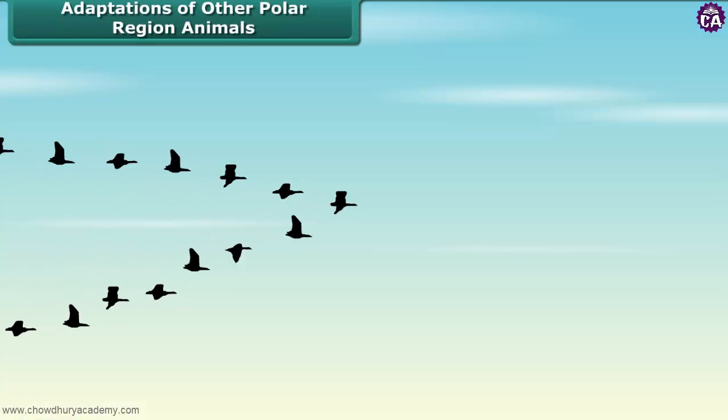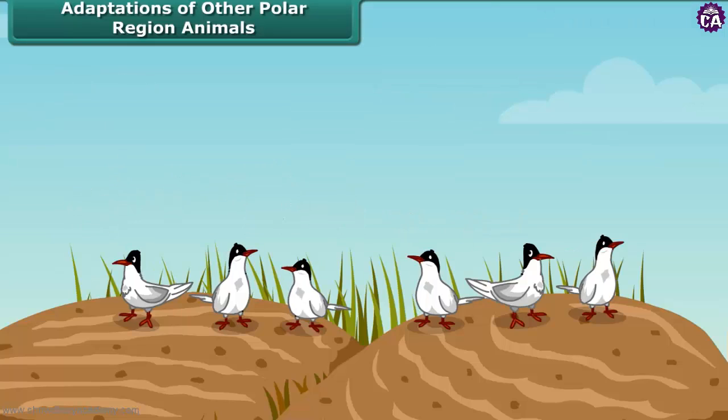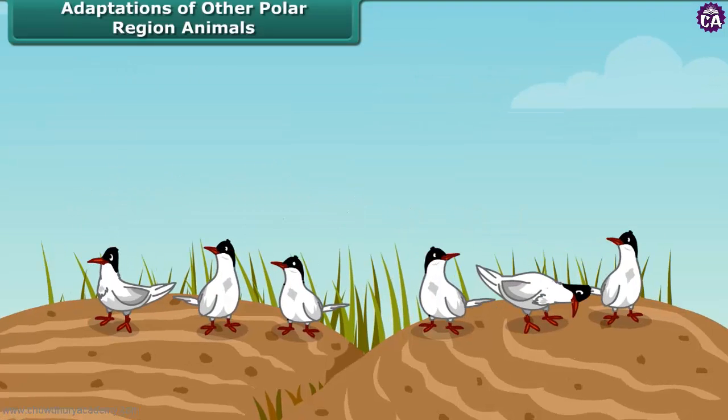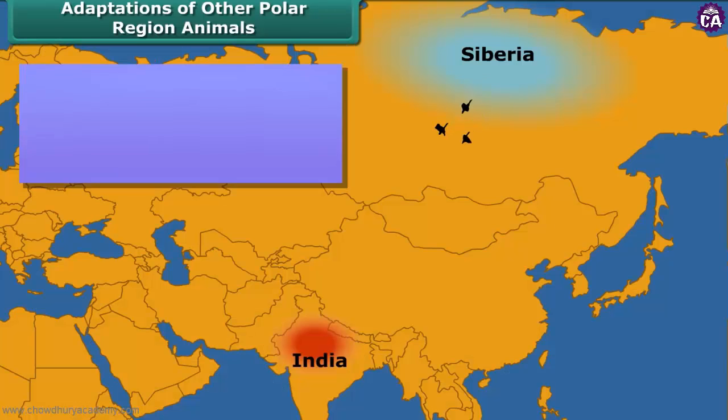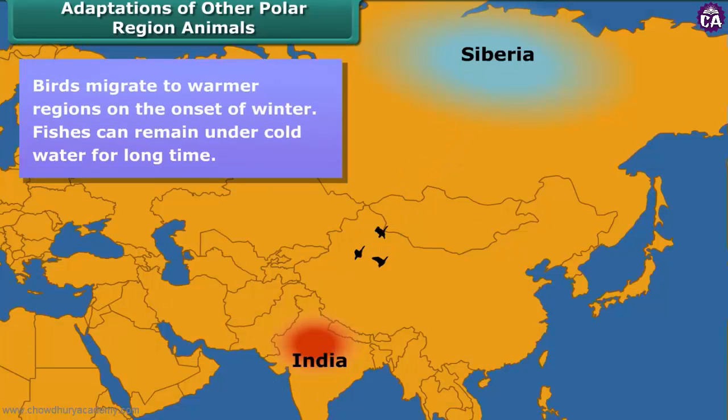You might have heard that Siberian birds come to Bharatpur Bird Sanctuary in India every year in winter. Why do they come to India? Because during winter, India has much warmer climate compared to Siberia. They go back to their place when winter is over.